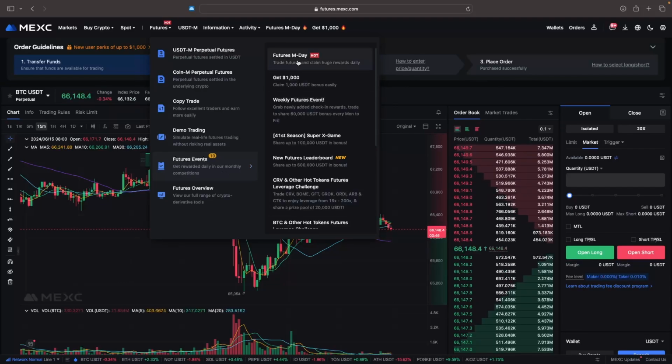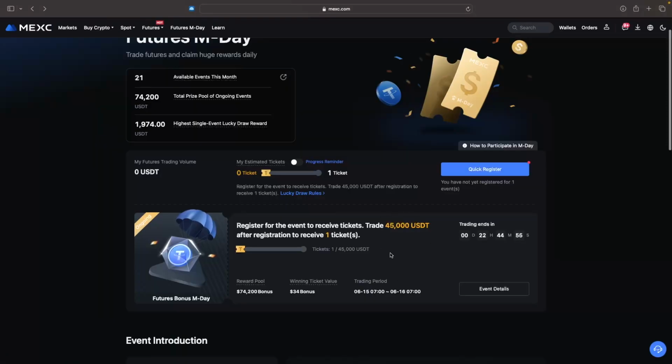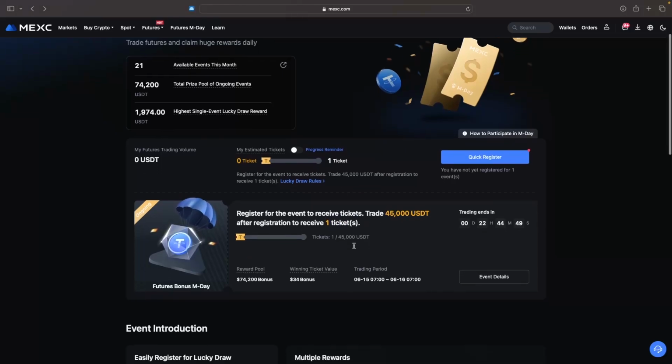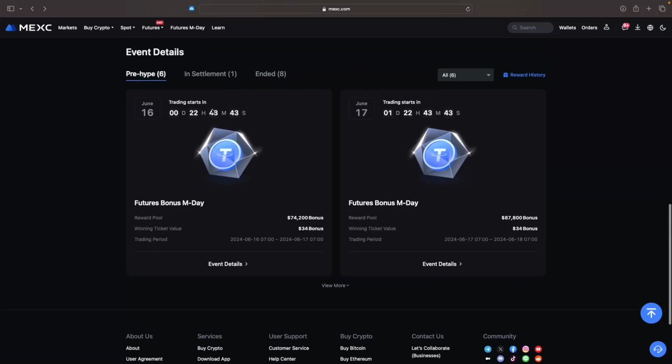We can see right here, if we go into futures M-Day, this is going to allow us to trade futures and claim huge daily rewards. So we can basically see that if we trade 45,000 USDT, we receive one ticket. And then one ticket is going to put us into this reward pool and basically give us the chance to win $74,200, which is pretty cool. We can see some other events if we go down.